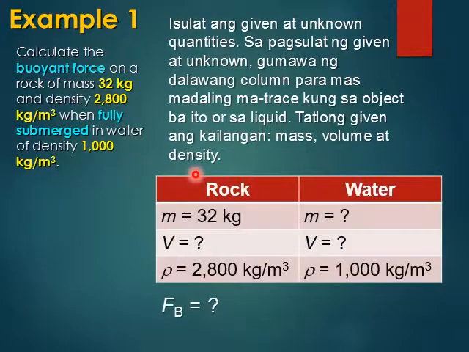So, let's look at this example. Ayan. So, dito, given ng mass ng rock, so that's 32 kilograms. And then, meron tayong ditong given na 2,800 kilograms per cubic meter, which is the density of the rock. So, hindi natin alam kung ano yung volume ng rock. Okay? So, yung sa water, hindi natin alam ang mass ng water, pati yung volume ng water. Pero, alam natin na ang water has a density of 1,000 kilograms per cubic meter. And then here you will find the value of the buoyant force.